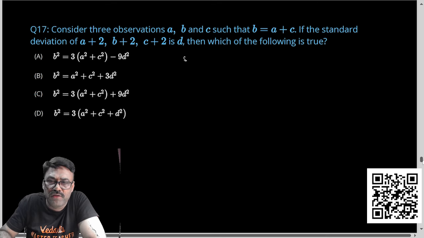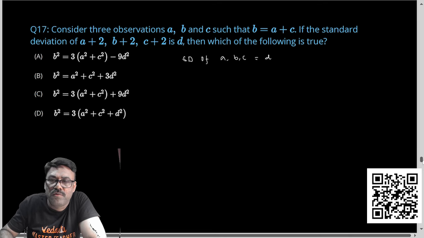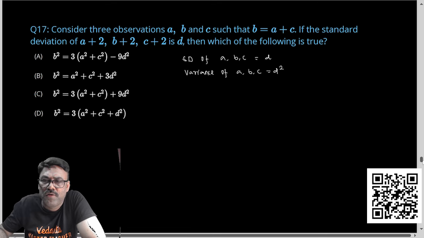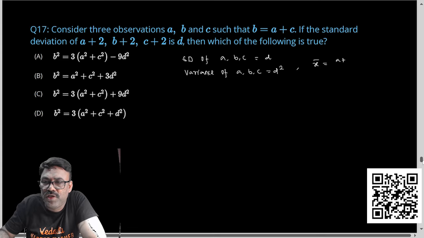So I can say that standard deviation of A, B, C is also D in fact. So I can say that variance of A, B, C is D square. Now what is the mean of A, B, C? X bar. The mean of A, B, C will be A plus B plus C by 3, and A plus C is B. So basically it is 2B by 3.